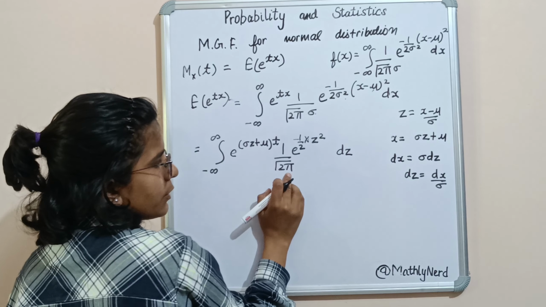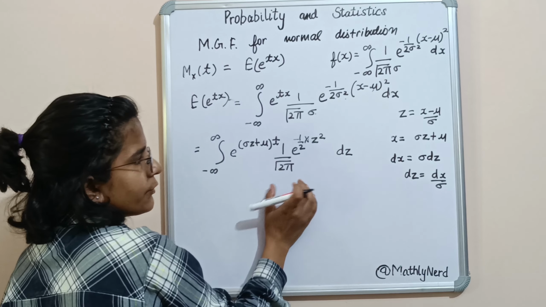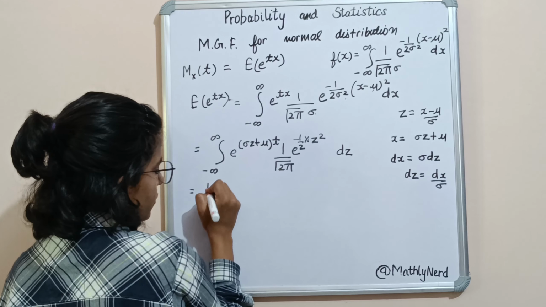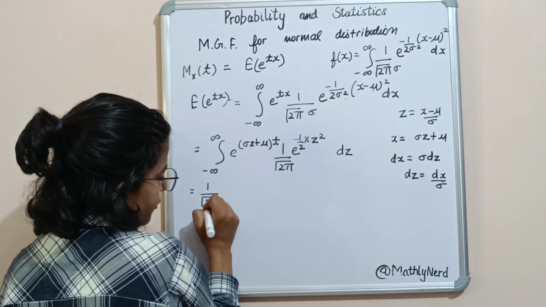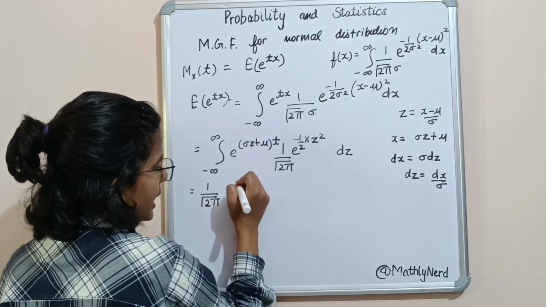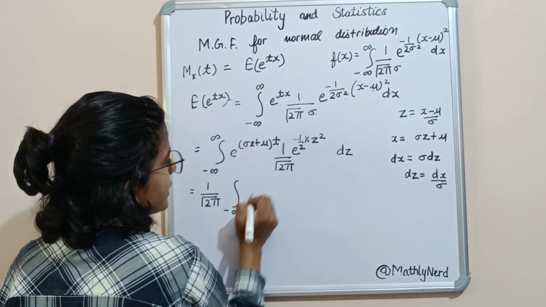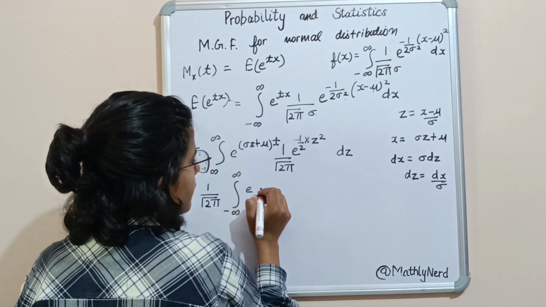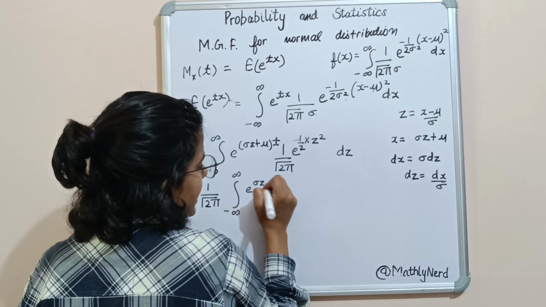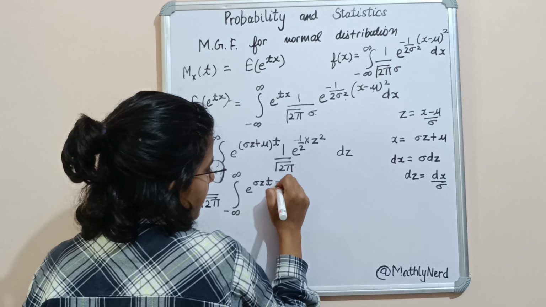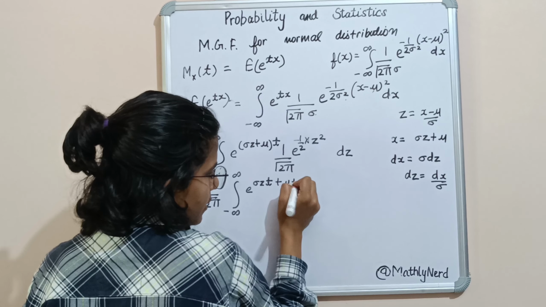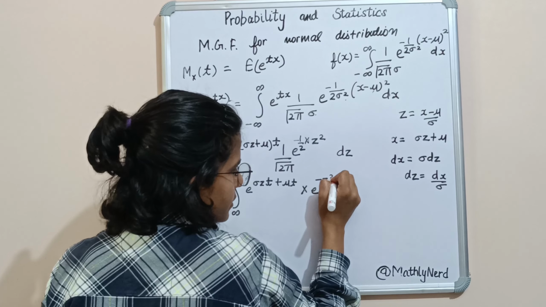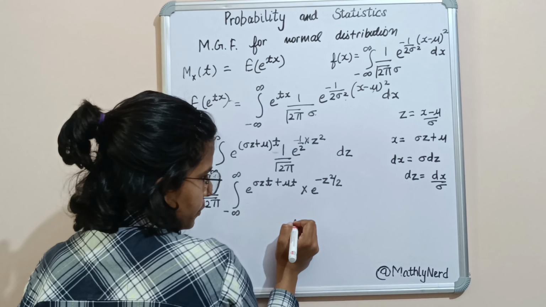Now under root 2 pi is a constant, so we will keep this outside. So this will be equal to 1 by under root 2 pi, integration from minus infinity to infinity of e raised to power sigma z t plus mu t, into e raised to power minus z square divided by 2.